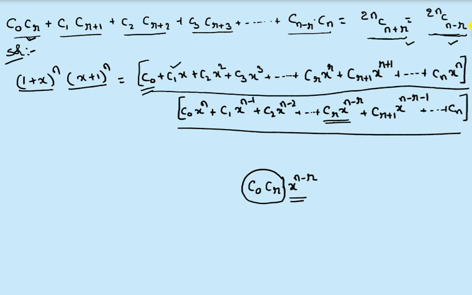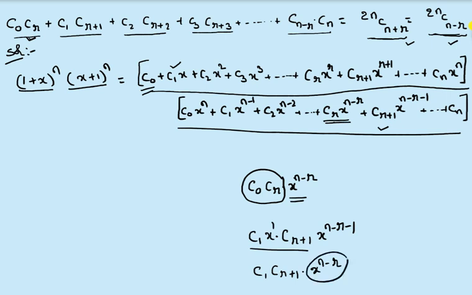Next, C1x I am multiplying with this one. Then what happens? C1x into CR plus 1 into x to the power of n minus R minus 1. Now this simplification is C1 into CR plus 1 into x to the power of n minus R. That means the x power n minus R coefficient is C1 CR plus 1. Here also the x power n minus R coefficient is C0 CR. So we have to get one generalization in this multiplication.